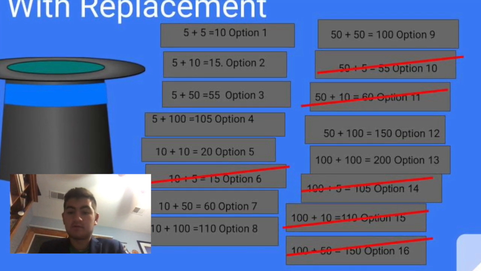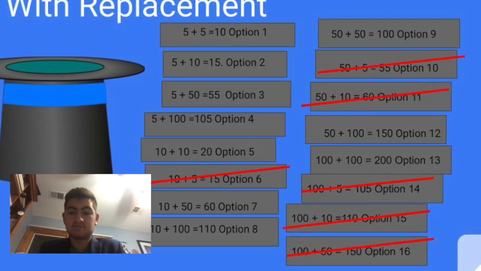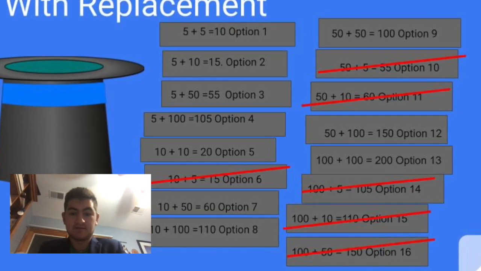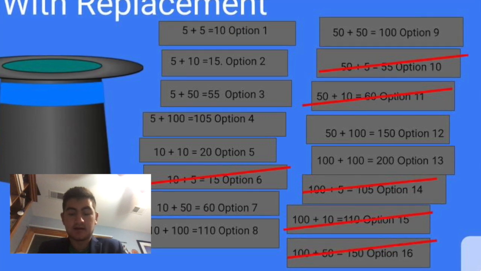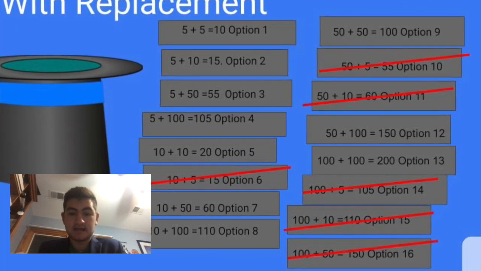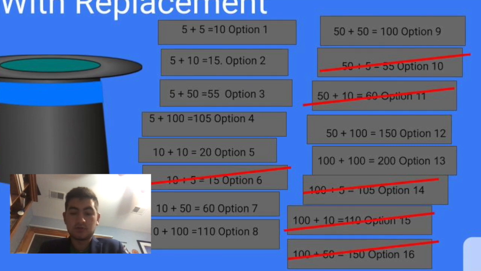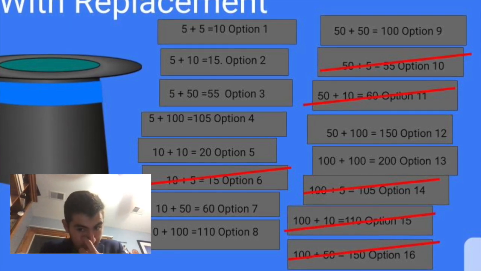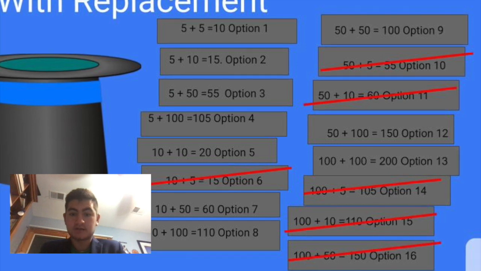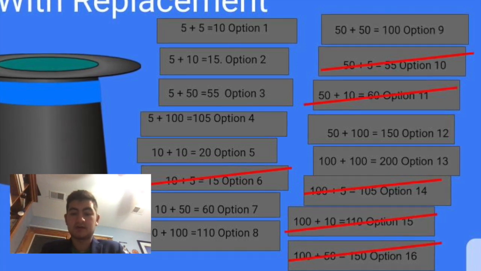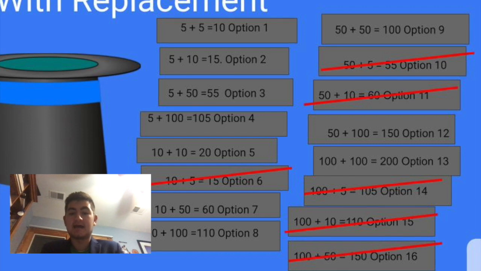And then we have more overlap again. We have 50 plus 5 equals 55. We've already seen 55 in option 3. We've already seen 50 plus 10 equals 60 in option 7. So then the only two more unique ones are 50 plus 100 equals 150, and then we also have 100 plus 100 equals 200. So that totals out to 10 total possibilities.